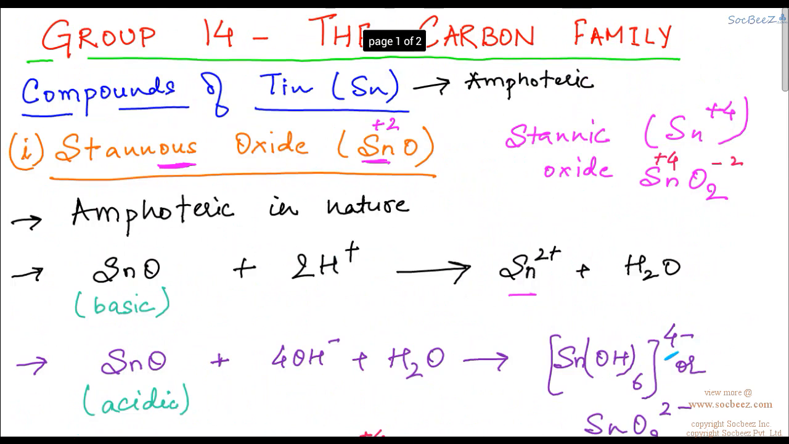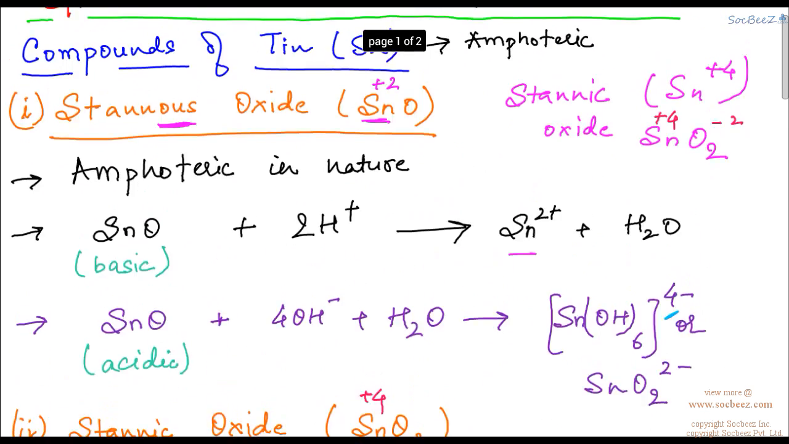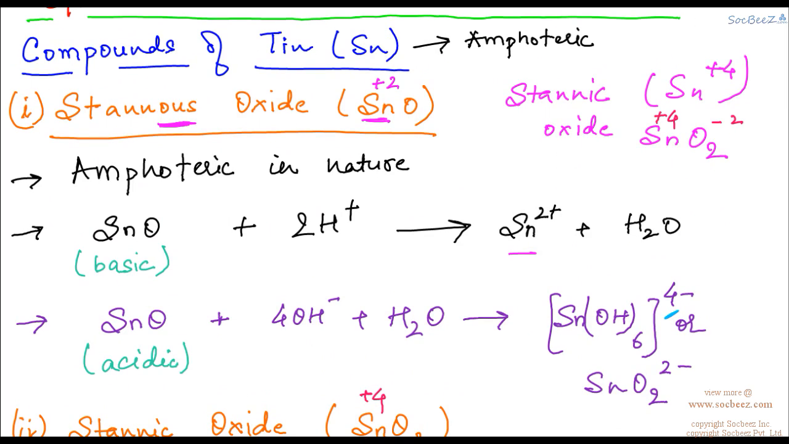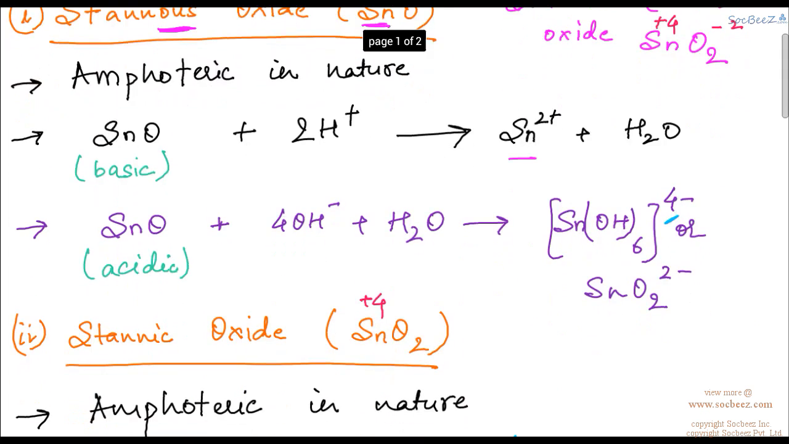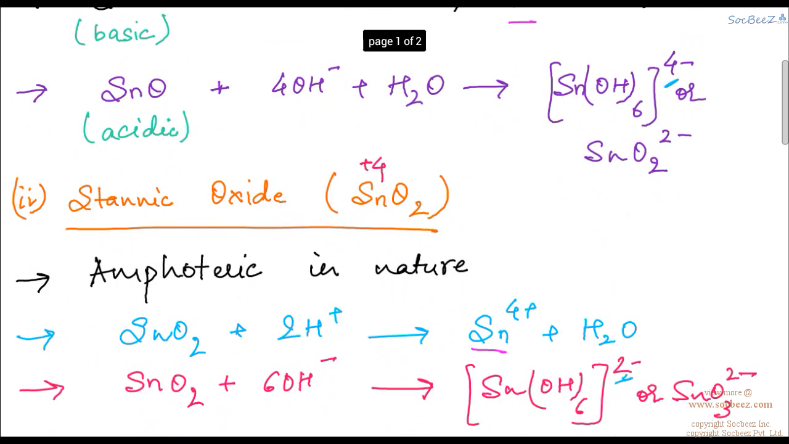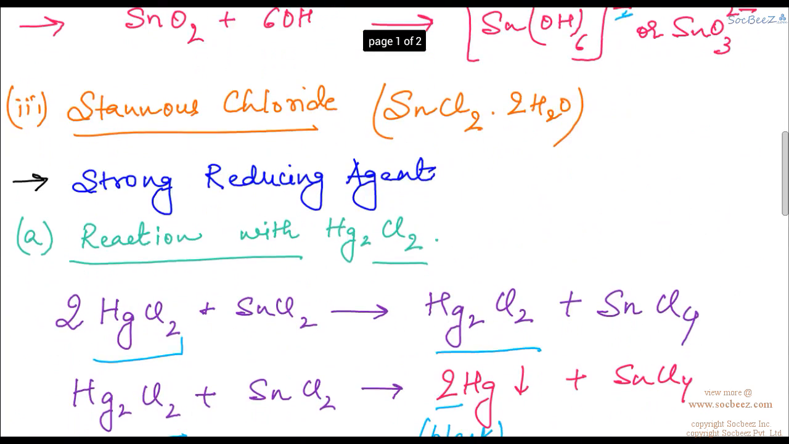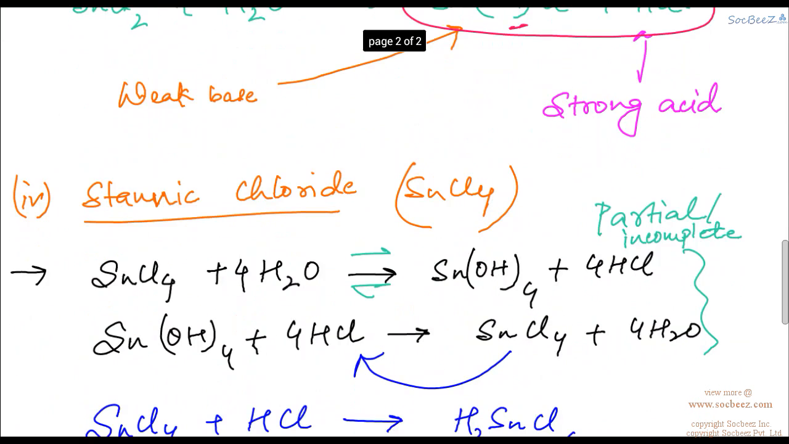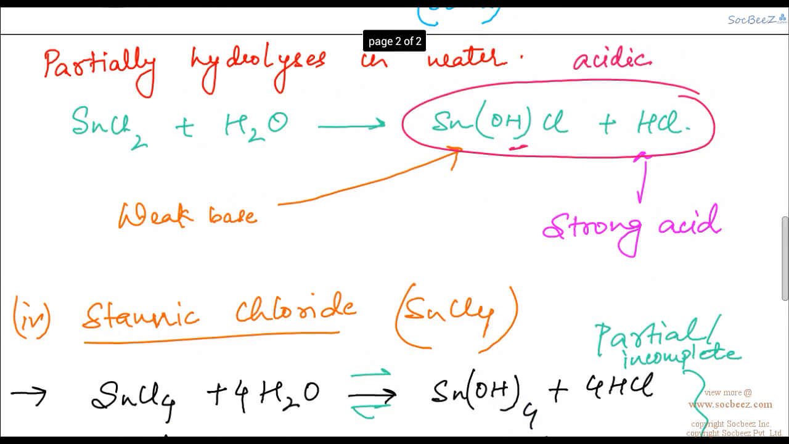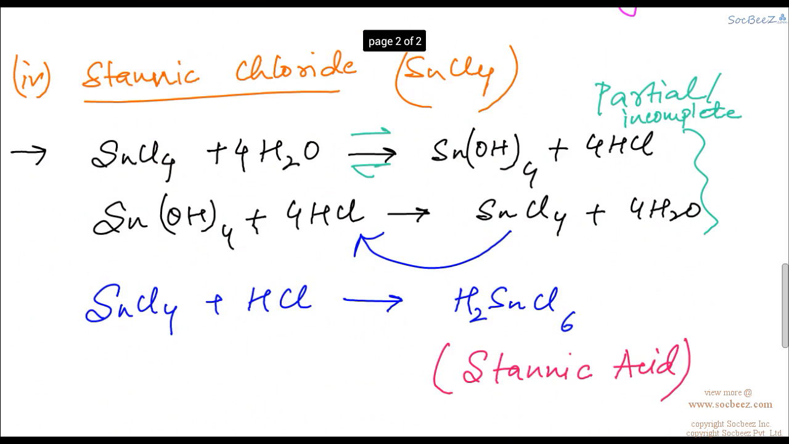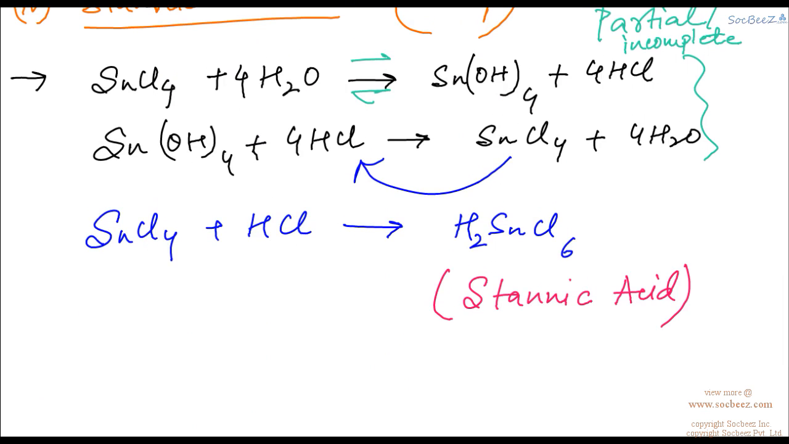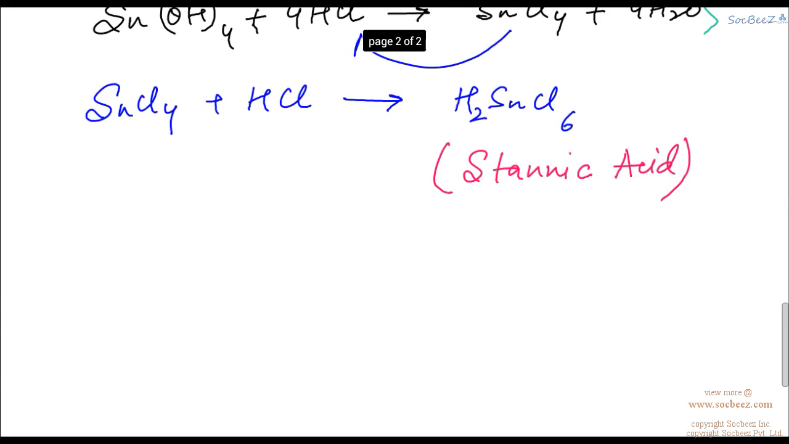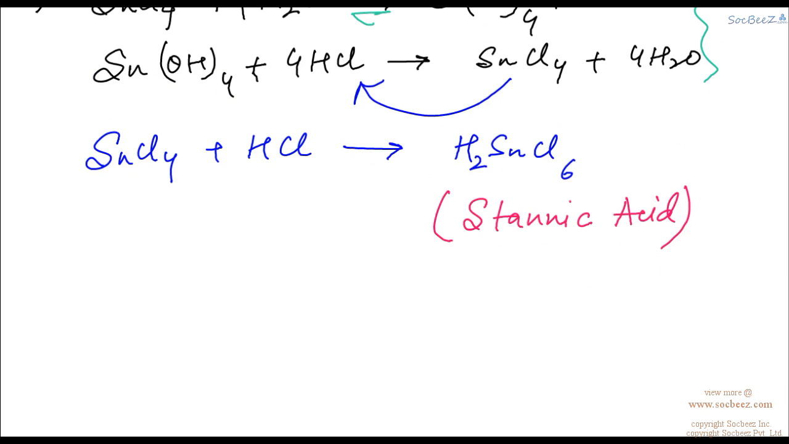So what we saw in this video: whenever there is "ous", tin is in +2 state, and whenever there is "ic", tin is in +4 state. Stannous oxide and stannic oxide are both amphoteric in nature, and we saw their reactions with acid and base. We saw that stannous chloride is a strong reducing agent, and when reacted with Hg2Cl2 it gives pure mercury. It partially hydrolyzes in water to form an acidic solution. For stannic chloride, its hydrolysis is incomplete and it reacts with HCl to form chlorostannic acid. In the next video I will tell you about the compounds of lead.